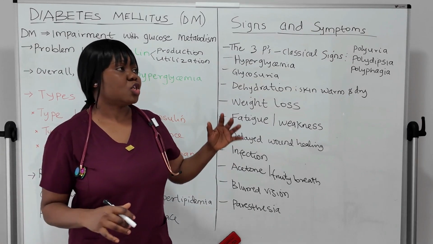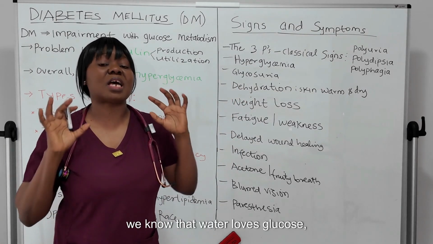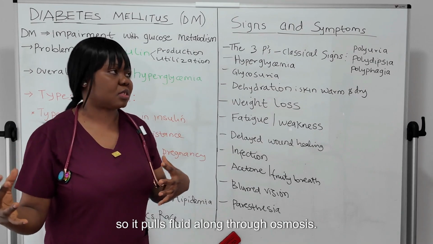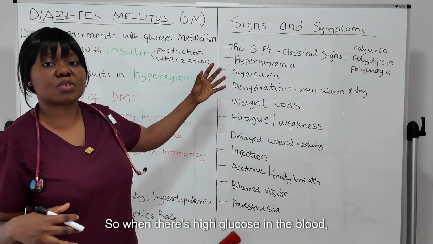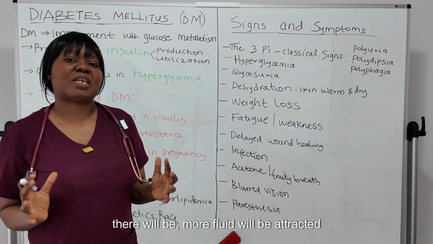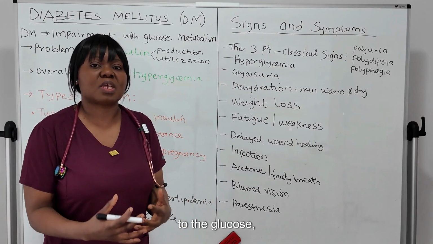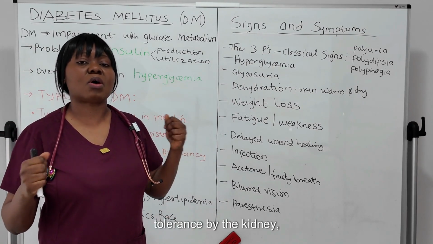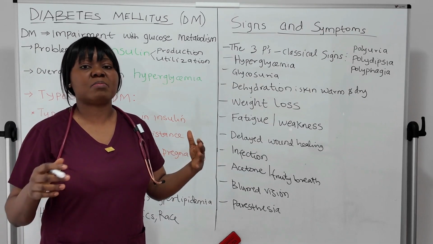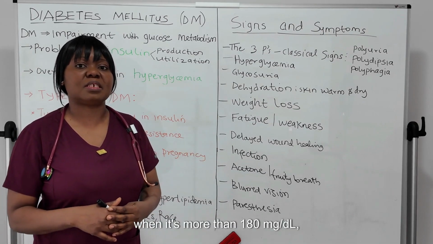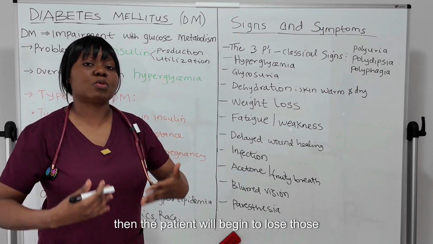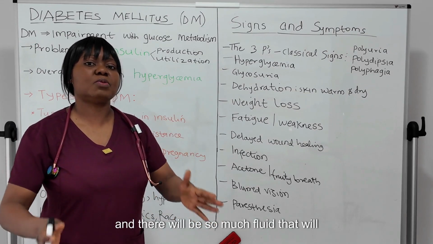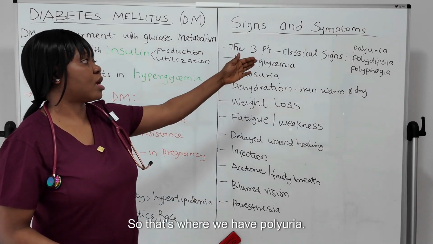So why does this happen? We know that water loves glucose, so it pulls fluid along through osmosis. So when there is high glucose in the blood, fluid will be attracted to the glucose and goes along with it. And once it exceeds the tolerance of the kidney, when it's more than 180 milligrams per dL, then the patient will begin to lose glucose in the urine, and there will be so much fluid that will be pushed out. So that's where we have polyuria.